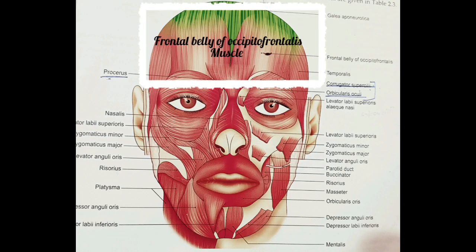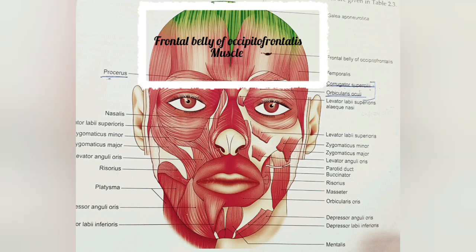So the occipitofrontalis muscle, it has two bellies, that is the occipital or the occipitalis and the frontal or the frontalis. So what is the occipitofrontalis muscle? As you can see in this diagram, there is a frontal belly of the occipitofrontalis. These are the facial muscles.